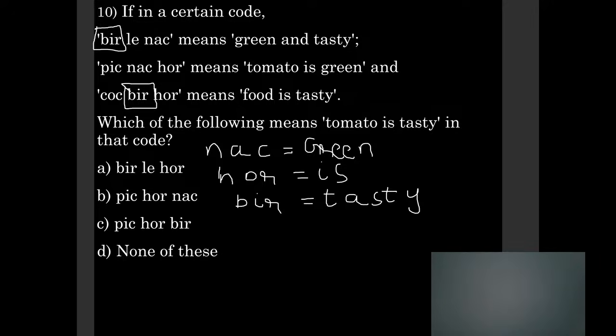Okay, so from this we can easily find what is the code for tomato, or we can find the code for green. So let us check how to find this one. Our question is which of the following means tomato is tasty. So "is" means we should have HOR. Tasty means we should have BIR.